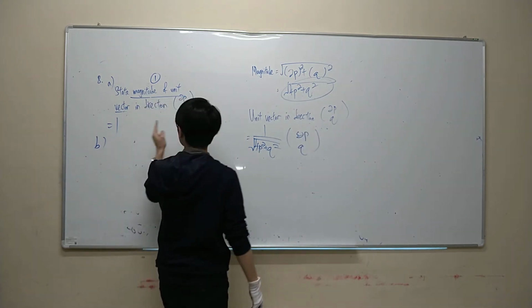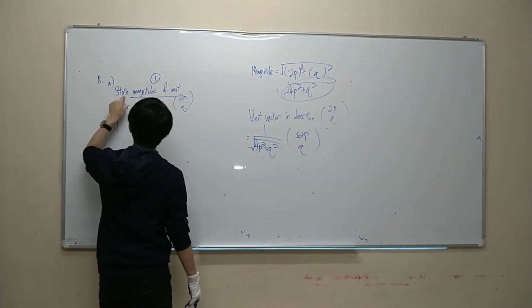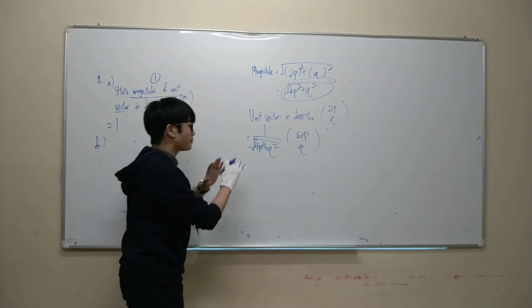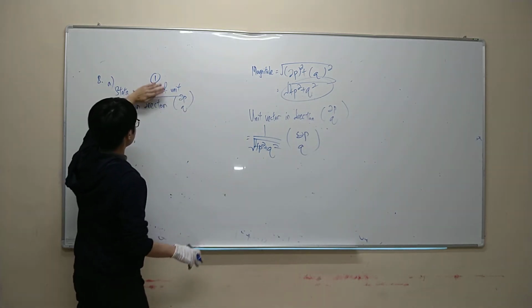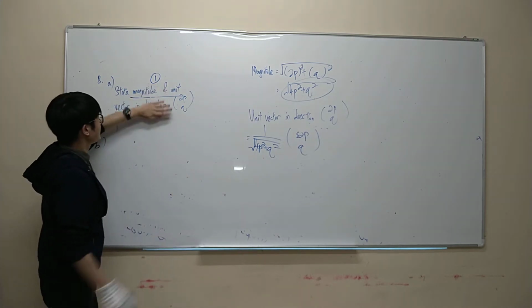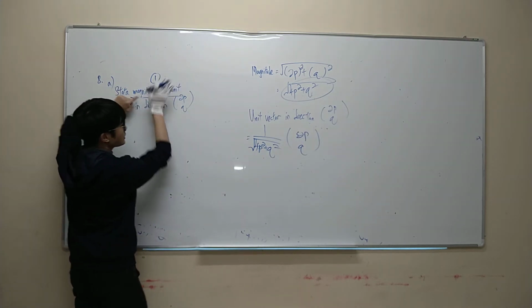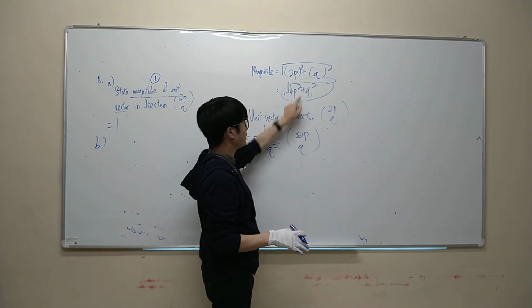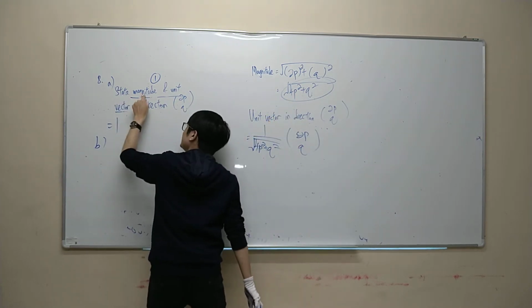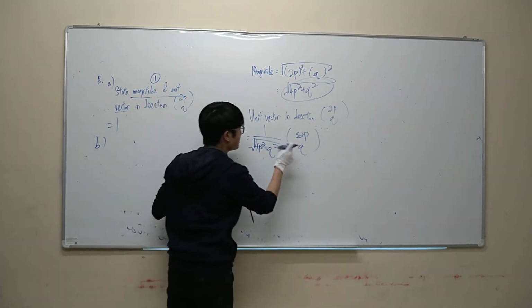But look carefully. Is that what the question asks? State magnitude of unit vector. They did not ask you to state the unit vector. If they say state the unit vector, this is the answer. What if they say state the magnitude? If state the magnitude, this is the answer. This is the magnitude, this is the unit vector. But the question says state magnitude of unit vector.